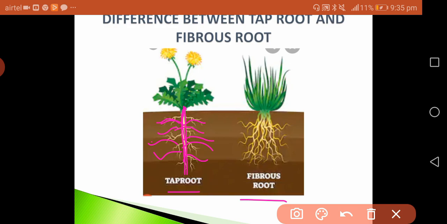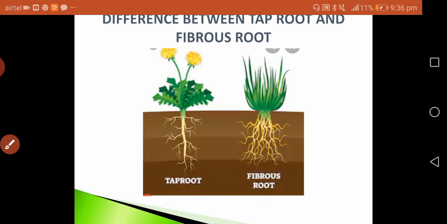Whereas in a fibrous root there is no main root and many small roots are growing from the end of the stem. There are many small roots giving a bushy appearance, and they are looking dense and thick. Whereas the taproot has a main root and many roots are growing from the main root. The fibrous root doesn't have any main root and many roots are coming from the end of the stem. So this is the taproot and this is the fibrous root. I hope this is clear to all.